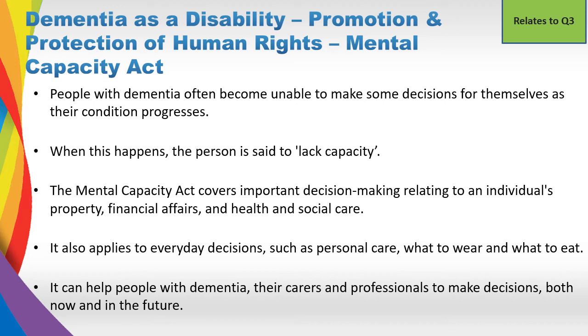It says people with dementia often become unable to make decisions for themselves as their condition progresses. When this happens, the person is said to lack capacity. The Mental Capacity Act covers important decision-making relating to an individual's property, financial affairs, their health, and their social care. This applies to everyday decisions like personal care, what to wear, and what to eat, and this can help people with dementia, their carers, and professionals to make decisions both now and in the future.